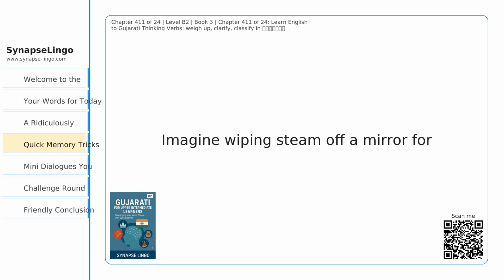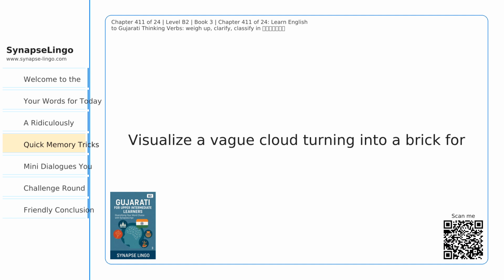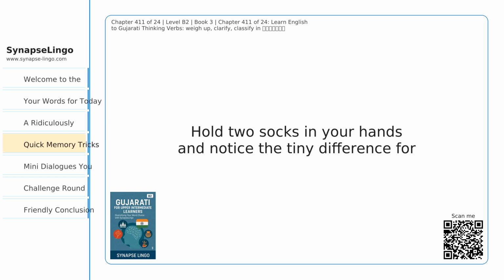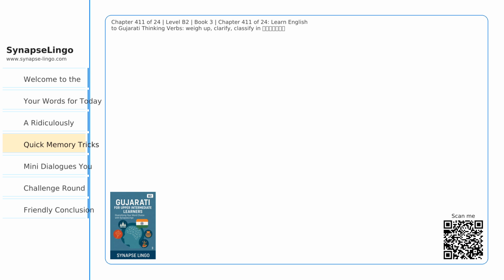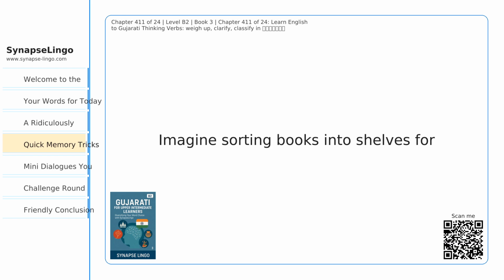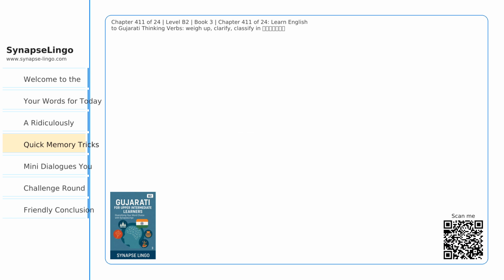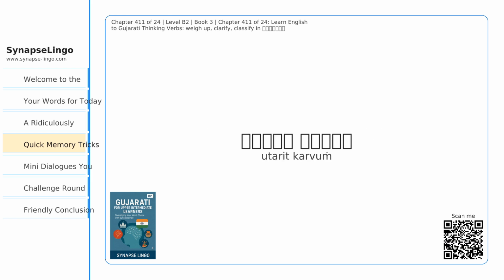Imagine wiping steam off a mirror for સ્પષ્ટ કરવું. Suddenly, everything is clear. Visualize a vague cloud turning into a brick for ઠોસ બનાવવું. Hold two socks in your hands and notice the tiny difference for ફરક પાડવો. Preferably matching socks. We are learning language, not starting fashion disasters. Imagine sorting books into shelves for વર્ગીકૃત કરવું. Picture yourself pulling one golden rule out of many examples for ઉત્તરિત કરવું.